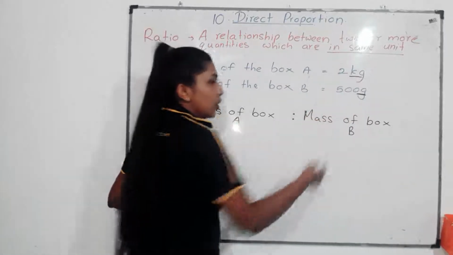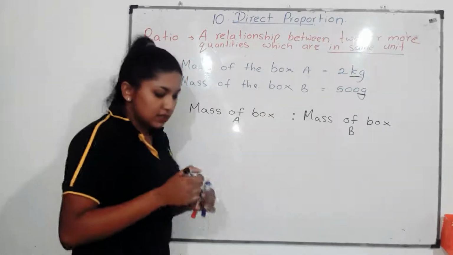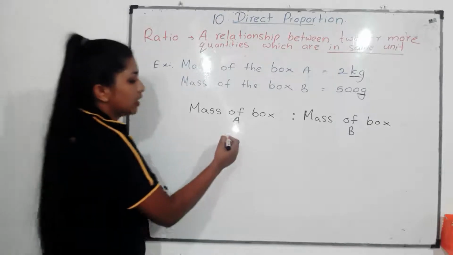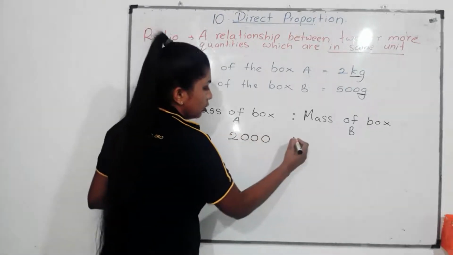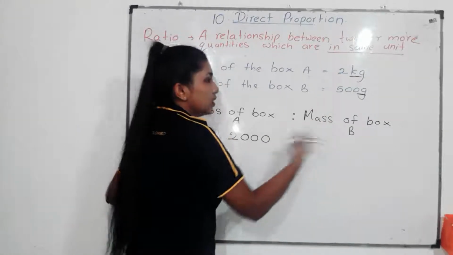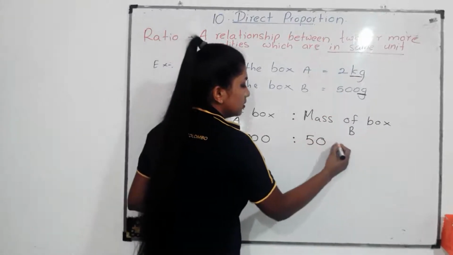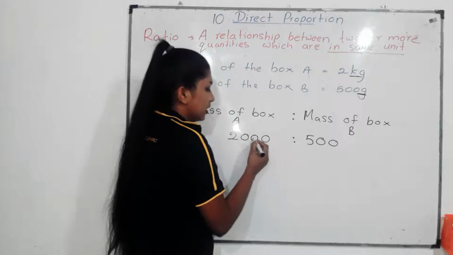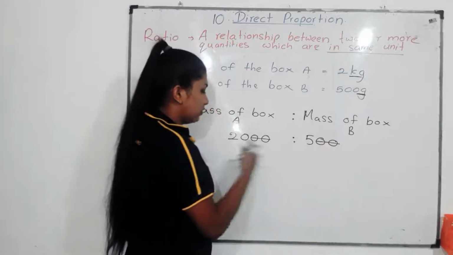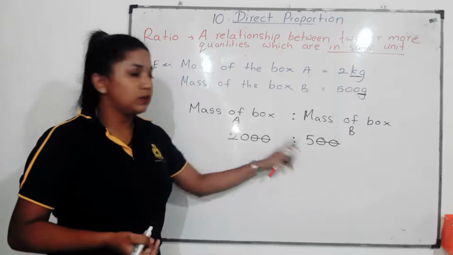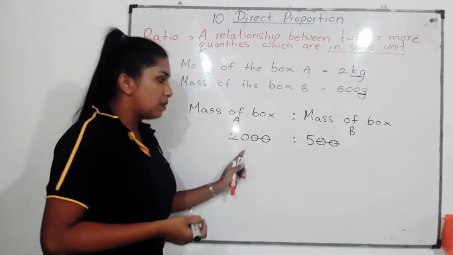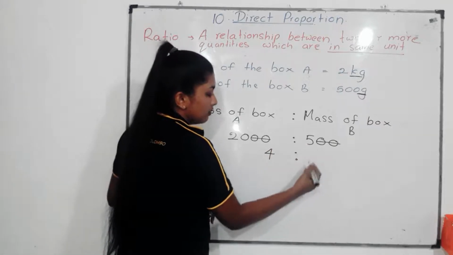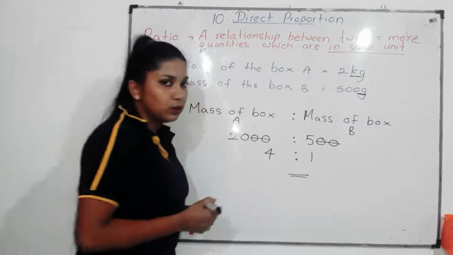We can convert 2 kilograms into grams. 2 kilograms is equal to 2000 grams. Then we can write 2000 to 500 grams. Don't write the units because the units are the same. Now we can write this in the simplest form. We can cancel 2 zeros, then we obtain 20 to 5. Again we can divide both sides by 5. 20 divided by 5 is 4, and 5 divided by 5 is 1. Then the ratio is 4 to 1.